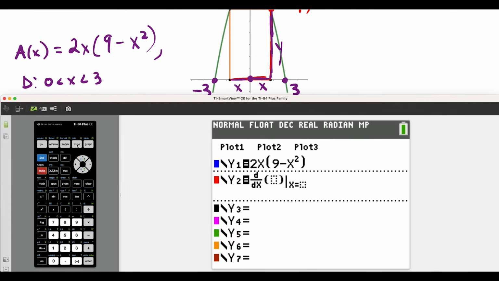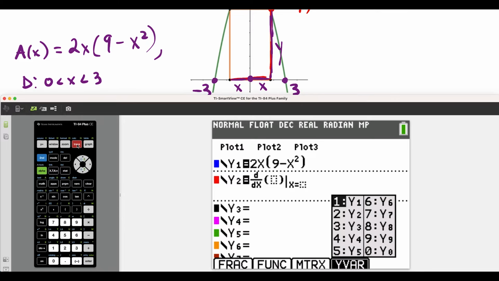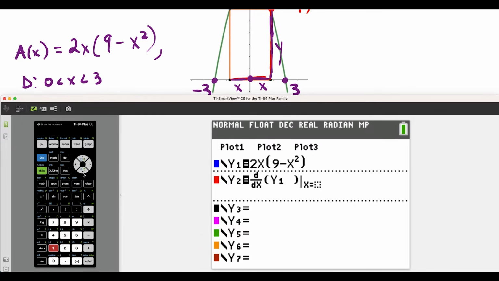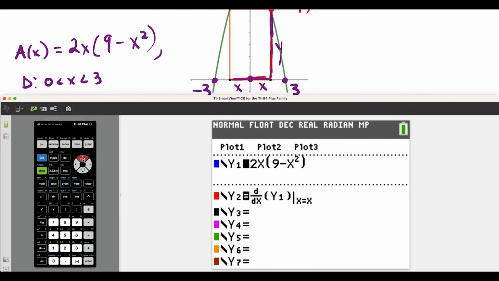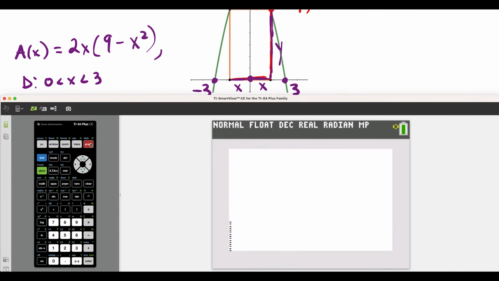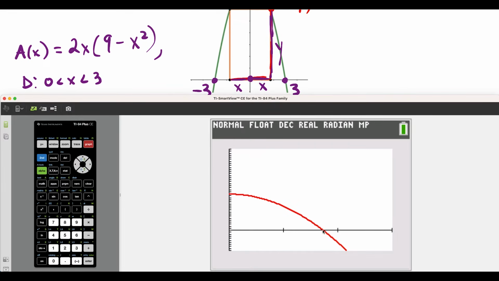And the shortcut here would be to press alpha trace and then y1. So we're going to take the derivative of y1 with respect to x like this. And then I'm going to turn off the first graph by pressing enter on the equal sign. And then when we graph a prime, notice that we have one point of intersection here, and there's a sign change in a prime from positive to negative, and there's only one sign change. So that means that our local maximum is also our absolute maximum.